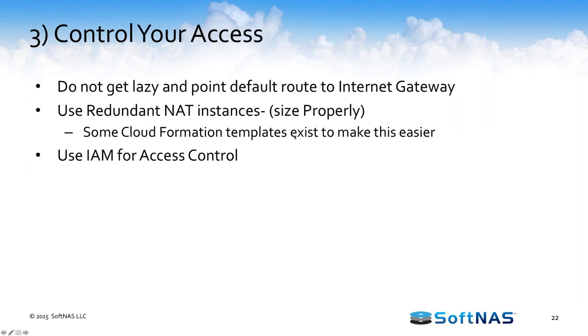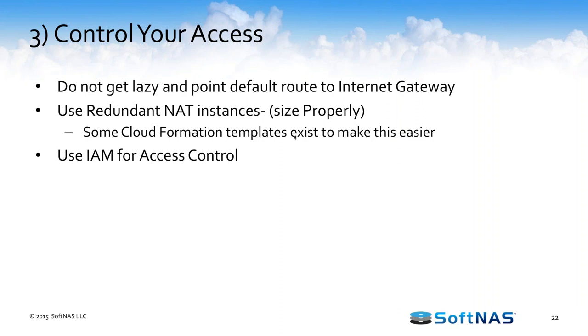Okay. Control your access. Don't get lazy and just put a default route to the internet gateway so you can get out. I see a lot of people that do this, and it comes back to cause them problems later on. I mentioned to use redundant NAT instances.